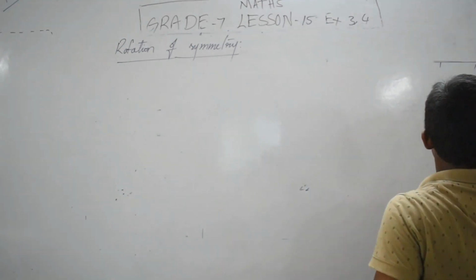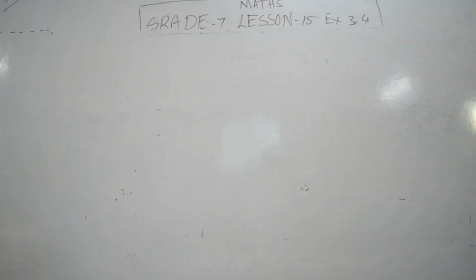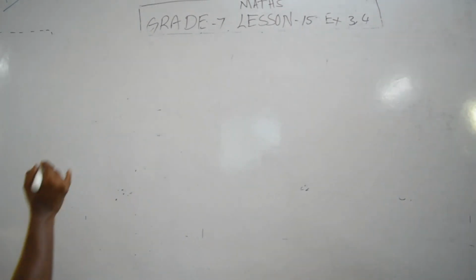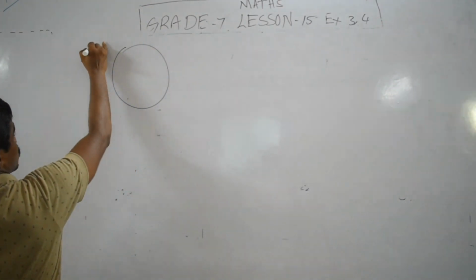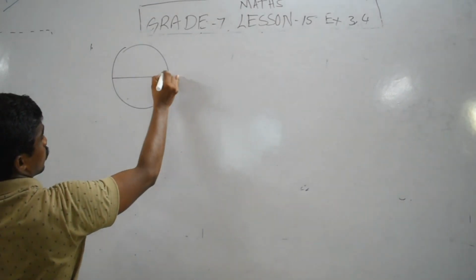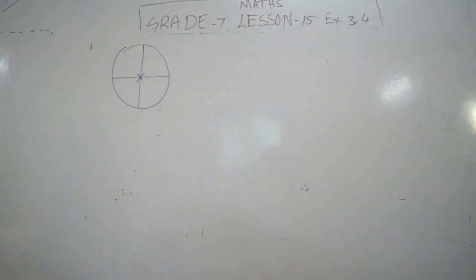So now we are going to exercise 3. Which of the following figures has a rotation of symmetry of order more than 1? See, the first one, like a given. Order of rotation of symmetry: how many times?